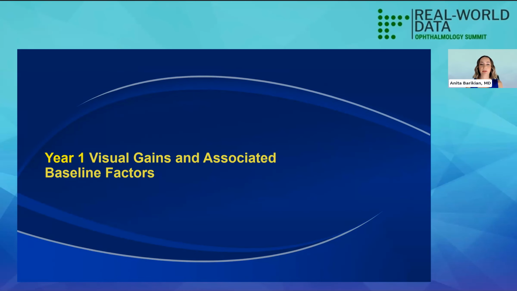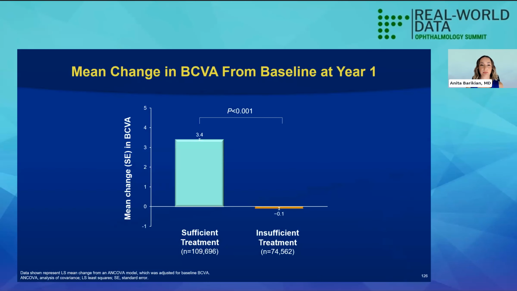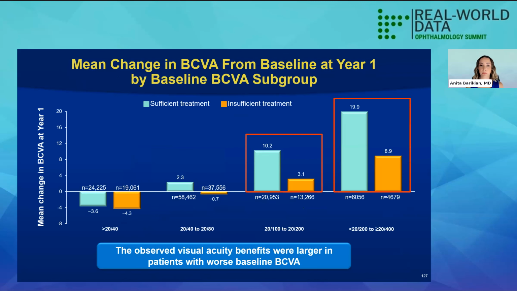Year 1 visual gains and associated baseline factors. So the mean change in BCVA from baseline at year 1 was 3.4 letters for the sufficiently treated group and minus 0.1 letters for the insufficiently treated group, and the difference was significant. The observed visual acuity benefits were larger in patients with worse baseline BCVA, and in each BCVA subcategory, those who were insufficiently treated had lower visual acuity outcomes compared to the sufficiently treated group.